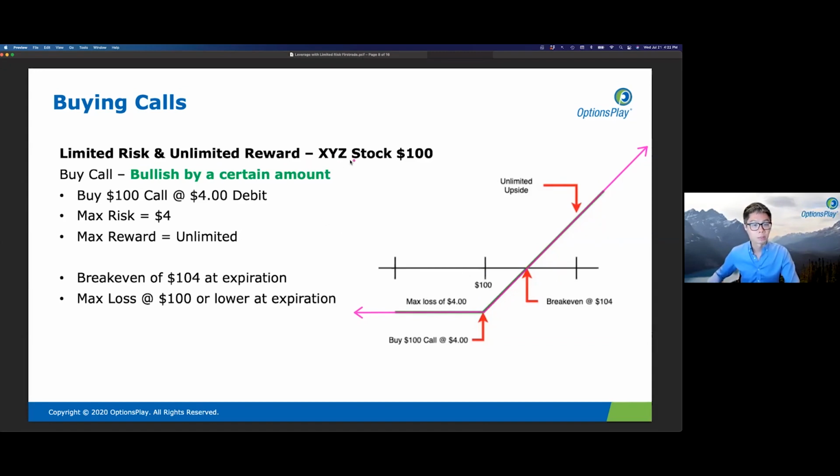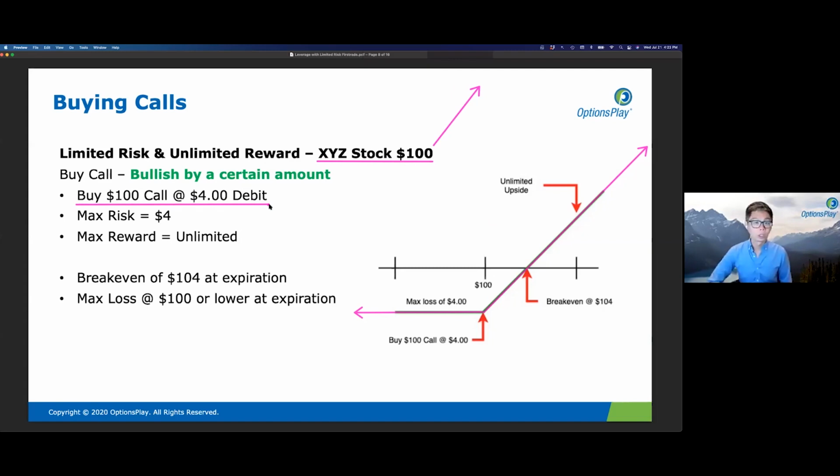So let's look at this example. I have stock XYZ trading at $100. Let's say I think the stock is going to rally. I think it's going to rise in value going forward. So let's say I buy a $100 call option and I pay $4 for this call option.